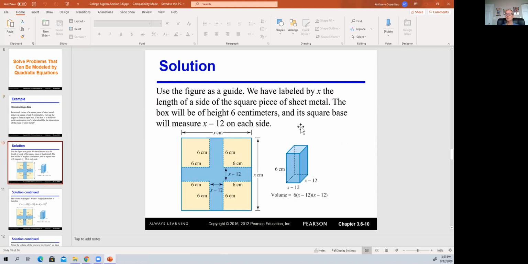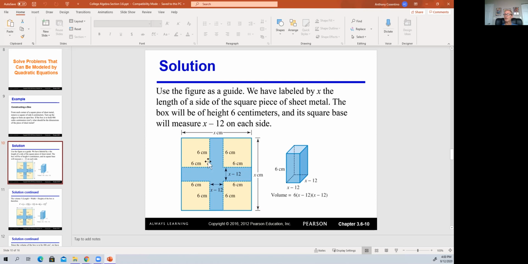I'm not the greatest of drawers, so I'm going to steal this picture from the book. The idea here is that you can see this is X and this is X. So we have a square, all 4 sides are X. And each corner, we're going to cut out 6 centimeters. So when we form the box, you can see that we pull these corners up, and so the height is 6 centimeters. The tricky part is what's left on the bottom, which would be our base, right? If you look at this drawing, you can see that our base is what's left.